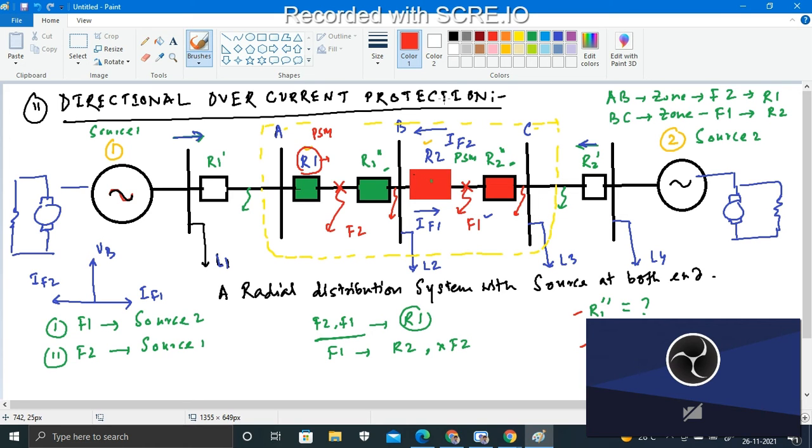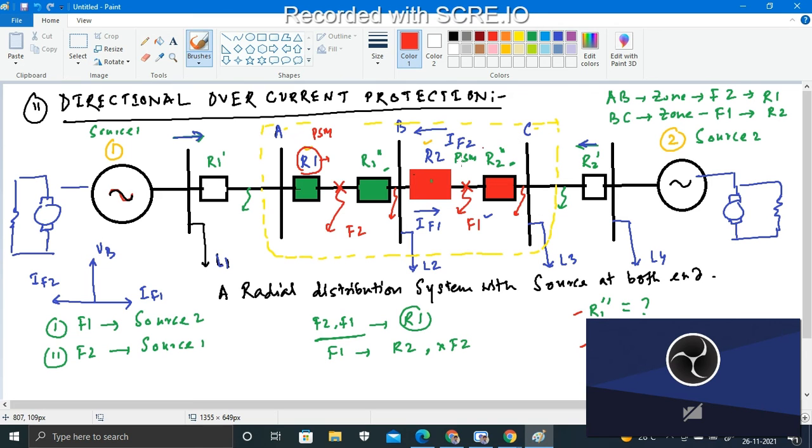That means we have to select the zone, the plug setting of such a relay, so that it has a long range of protection. If any fault appears in a long zone, it will be sensed by relay R1. If we consider two sources, a fault may happen in both directions, so our main concentration of zones of protection will be the AB zone and the BC zone.